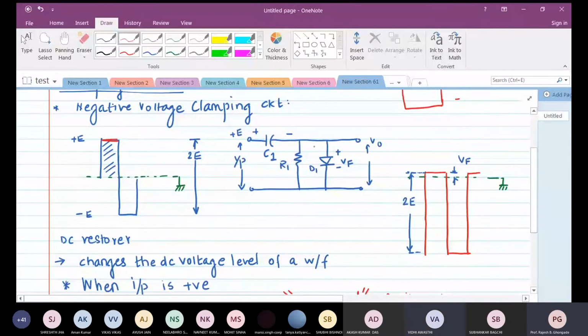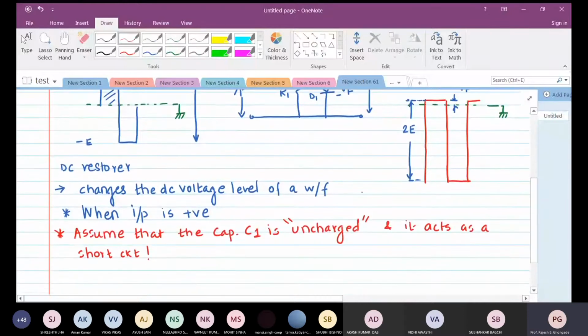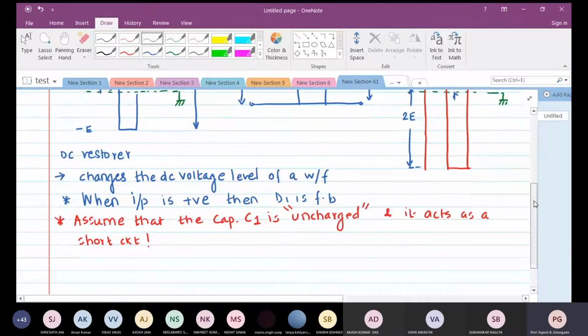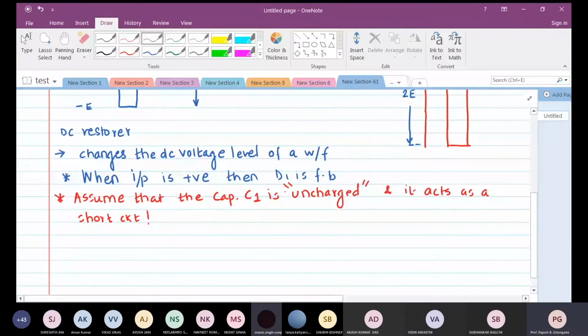In a similar manner, the capacitor acts as a short circuit for the very first time and charges, as well as passes on the current flowing in the external circuit, and we can assume that this diode will be forward biased. So D1 is forward biased. Agreed? So when the diode is forward biased, what is the voltage across the diode? It is VF.